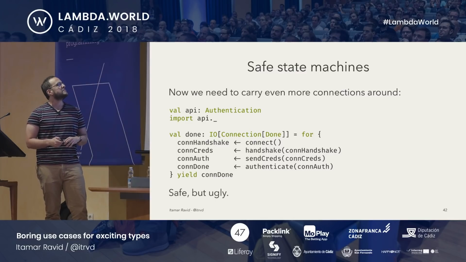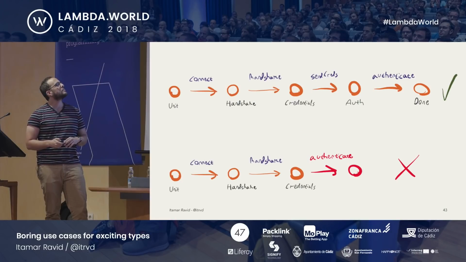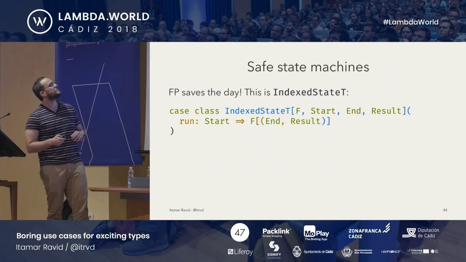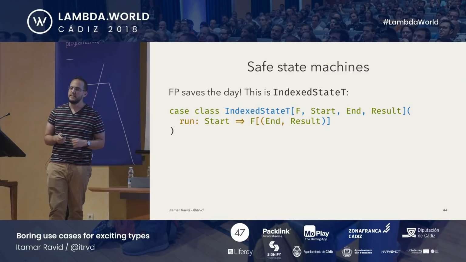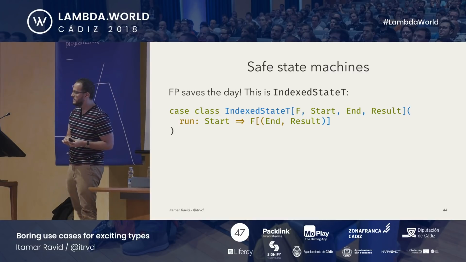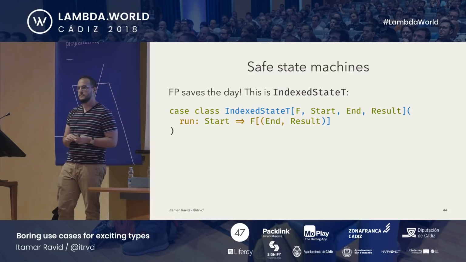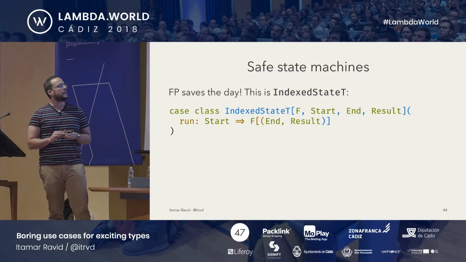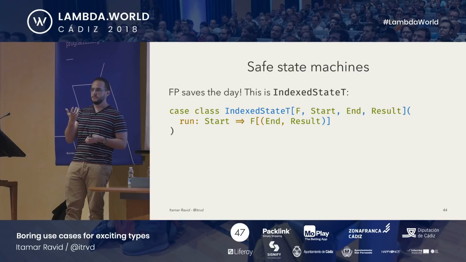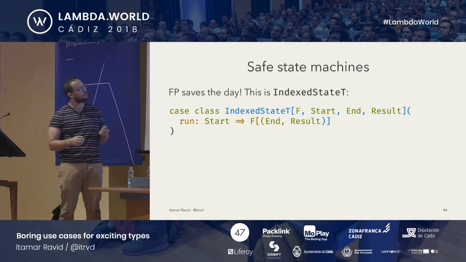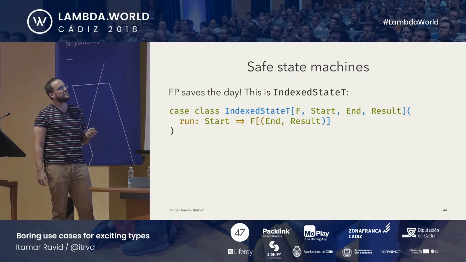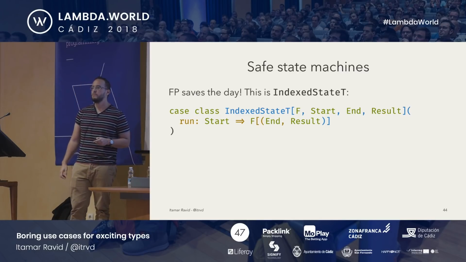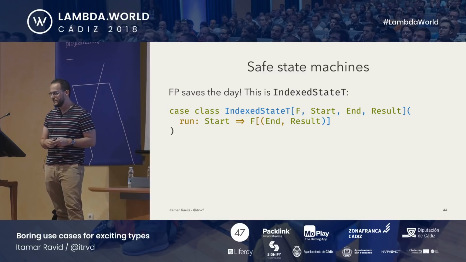So what we can do instead is use IndexedStateT. And IndexedStateT is another interesting data type from functional programming that is a newtype around a function that takes an input state of start, and returns inside a type constructor F an output state of end and a result. OK, that seems pretty innocent.